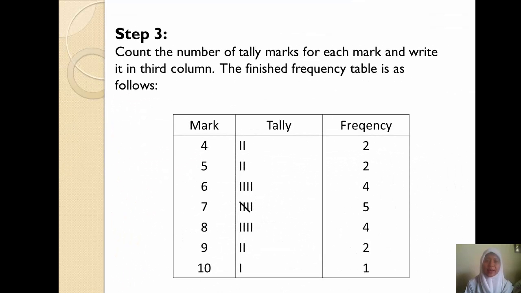Okay, thank you, Gita. In step 3, count the number of tally marks for each mark and write it in the third column. The finished frequency table is as follows, like this.